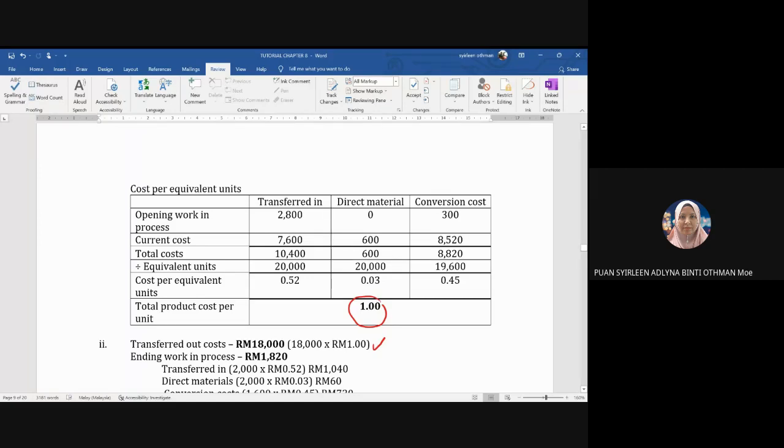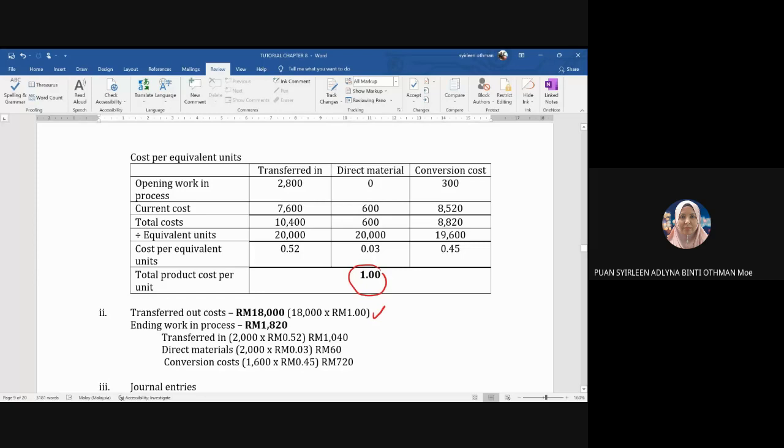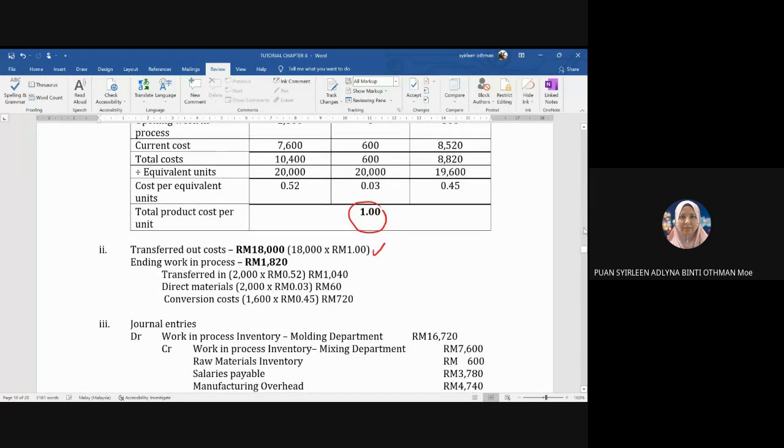Ending work in process is 2,000 unit darab 52 sen. Direct materials and conversion cost. Okay. Supposenya dia macam ni lah. So dia akan jadi 1820. Okay, this one. Alright. Madam boldkan dekat situ so that kita menjawab soalan lah.